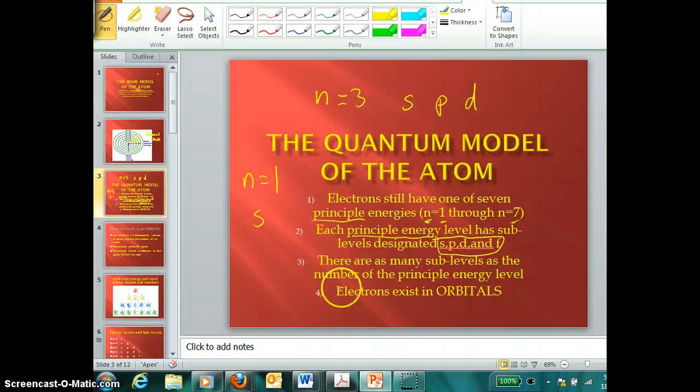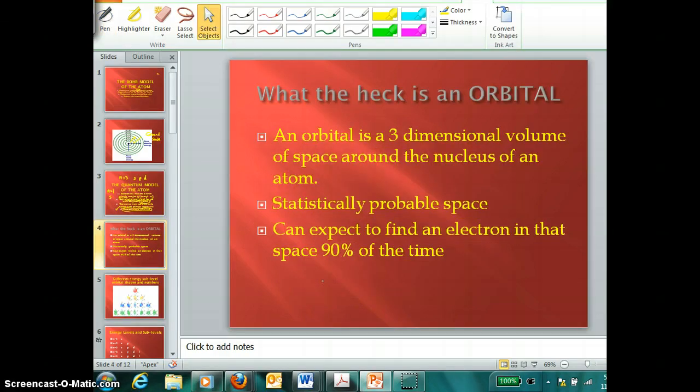Now, the big difference between the two models is this one here, that electrons don't exist in little circular orbits, but rather they exist in what are called orbitals. And it's a terrible, terrible misnomer when you get right down to it because of the first 5 letters in the word. But an orbital is not a circular path around the nucleus taken. Instead, it's a space. That's all it really is. It's a 3-dimensional volume of space located somewhere around the nucleus of the atom. Now, worse than that still, it's a statistically probable space.